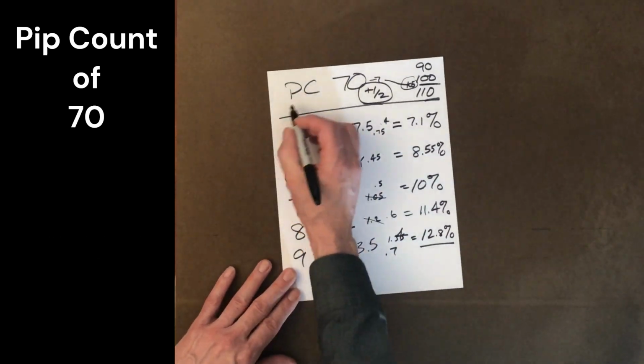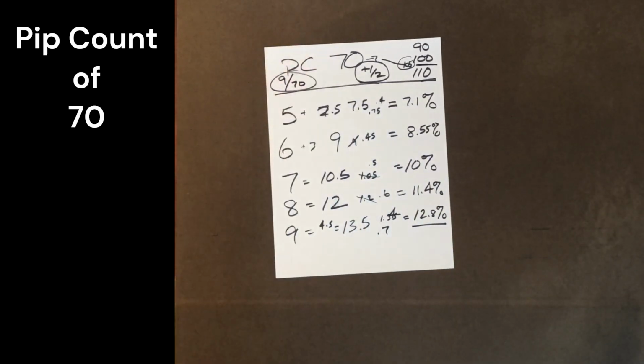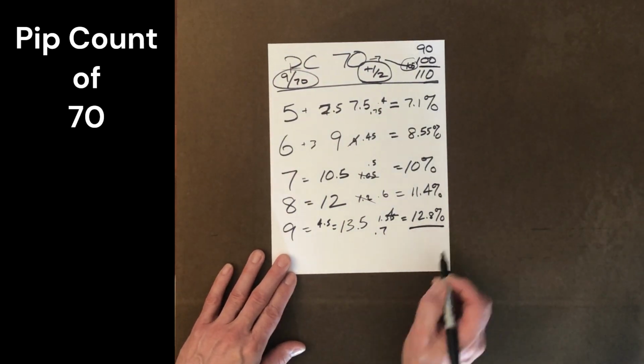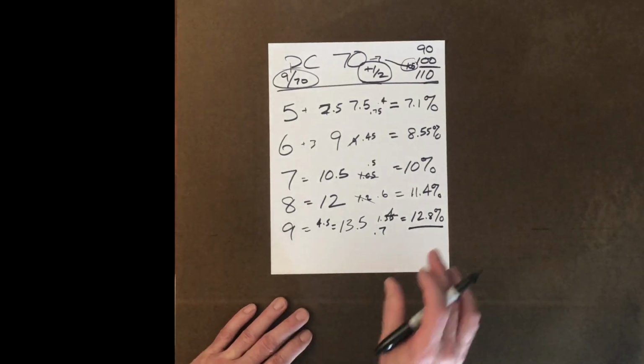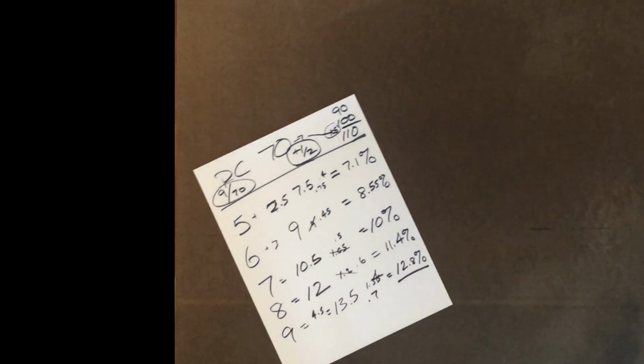Now that one, if you did the long way, 9 divided by 70, that's going to take you a little bit of work. We did a quick estimate. We're over 12%. Check it with your calculator. We are very close to where we need to be for a quick, good estimate. So that's 70.